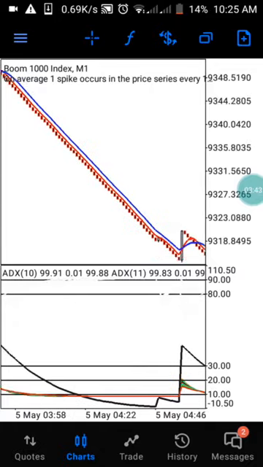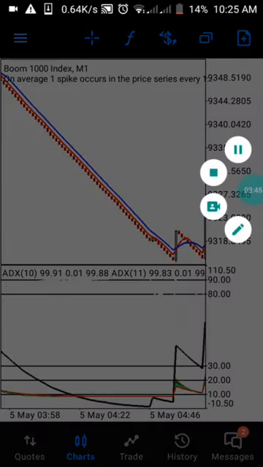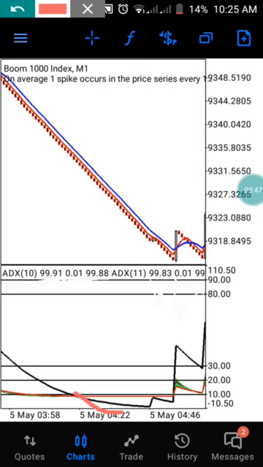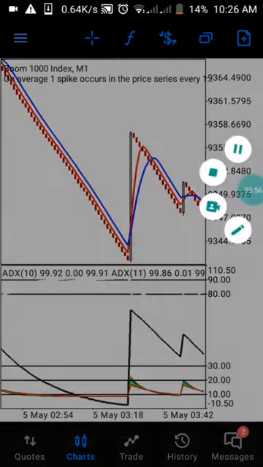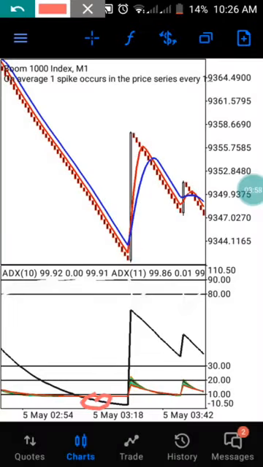You see, the same thing also happened here. It went below the ADS here, and what do you see? The market begins to take a spike entry. You see, the same thing happened here. So you can use this strategy to catch your spike every time.